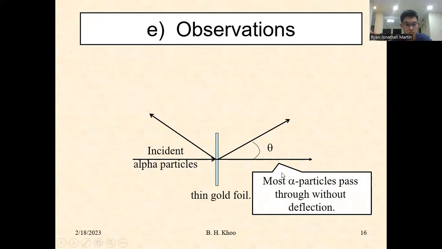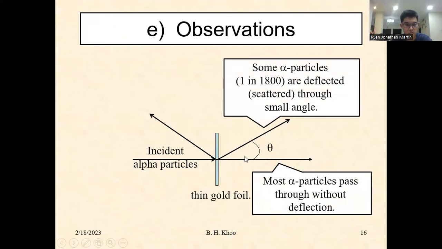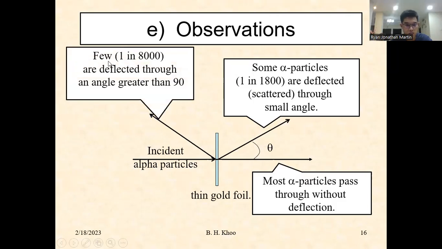We see most of it. Most pass through without deflection, and the angle is measured from the incident direction. That's the scattering angle. Some alpha particles, or 1 in 1,800, are deflected through a small angle. Few, this one is few, right? Remember, this is our direction. More than 90 degrees is behind already. 90 degrees is here. Few are deflected to an angle greater than 90 degrees.